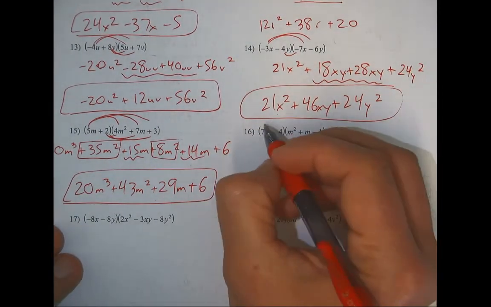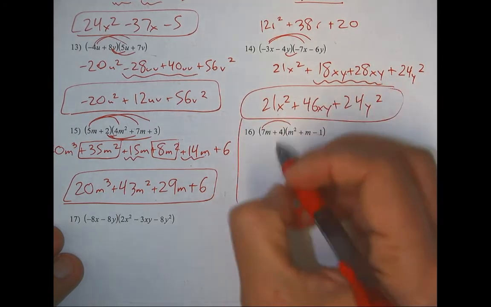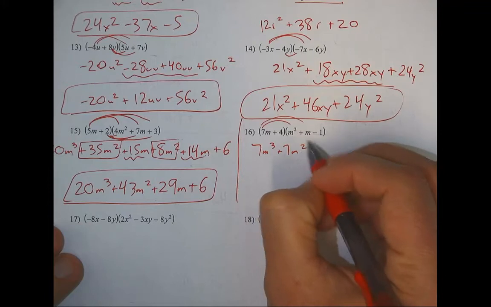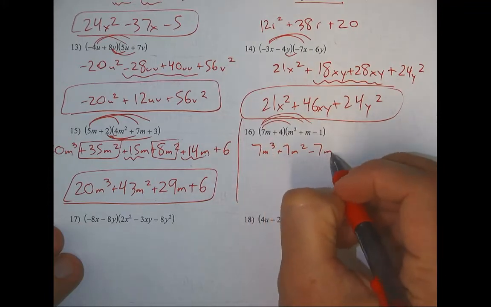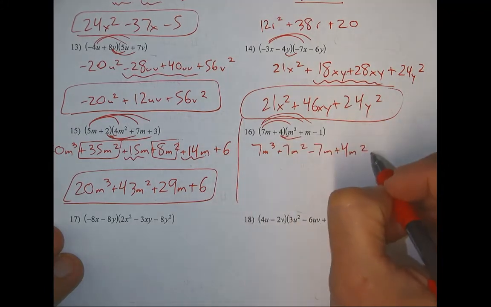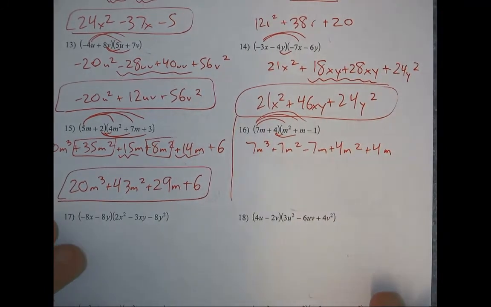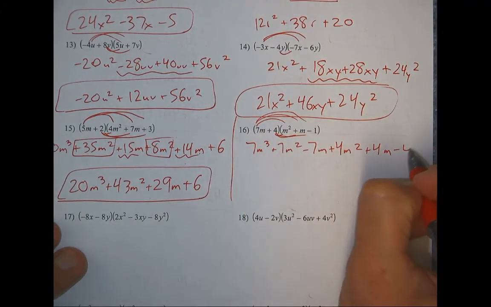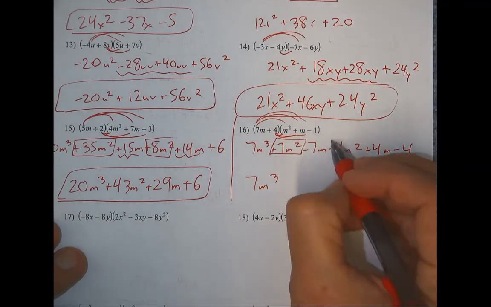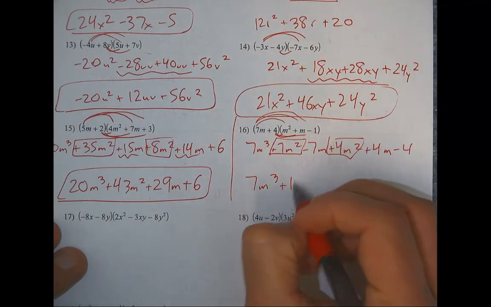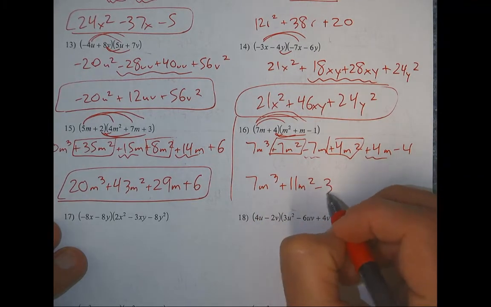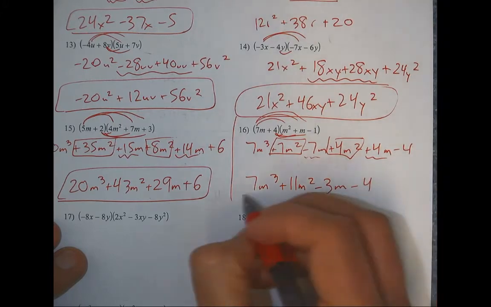All right, another trinomial here. That is 7m to the 3rd. That is 7m squared and negative 7m. This is 4m squared. This is 4m and negative 4. So 7m to the 3rd comes down, squared and squared. That's 11m squared. Negative 7 positive 4. That's negative 3m. Bring down the minus 4.